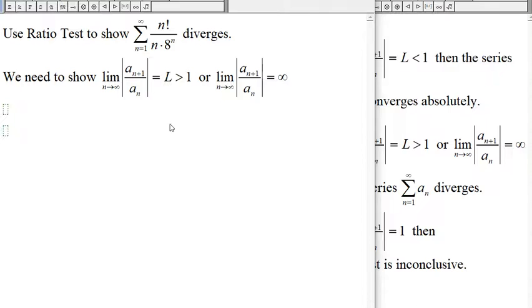So we need to show that the limit of a sub n plus 1 divided by a sub n is equal to a real number greater than 1. Or we can show that the limit of this ratio is equal to infinity.